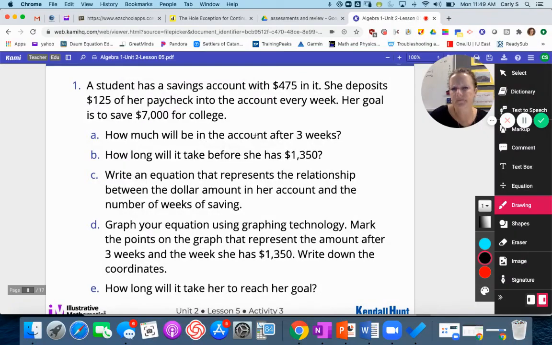Let's see. She already has $475, and she deposits $125 each week. Her goal is to save $7,000 for college. How much will be in the account after 3 weeks? So I will have $475 plus 125, 125, 125.